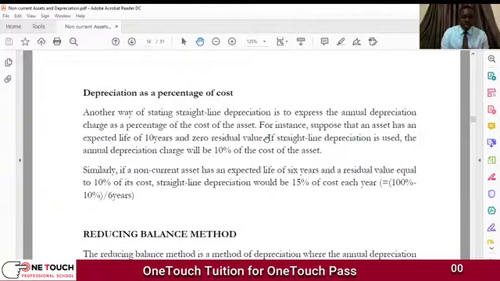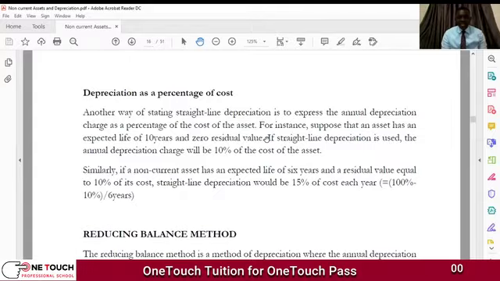Now, another way of stating straight line depreciation is to express the annual depreciation charge as a percentage of the cost of the asset. For instance, suppose that an asset has an expected life of 10 years and 0 residual value. If the straight line depreciation is used, the annual depreciation charge will be 10% of the cost of the asset.